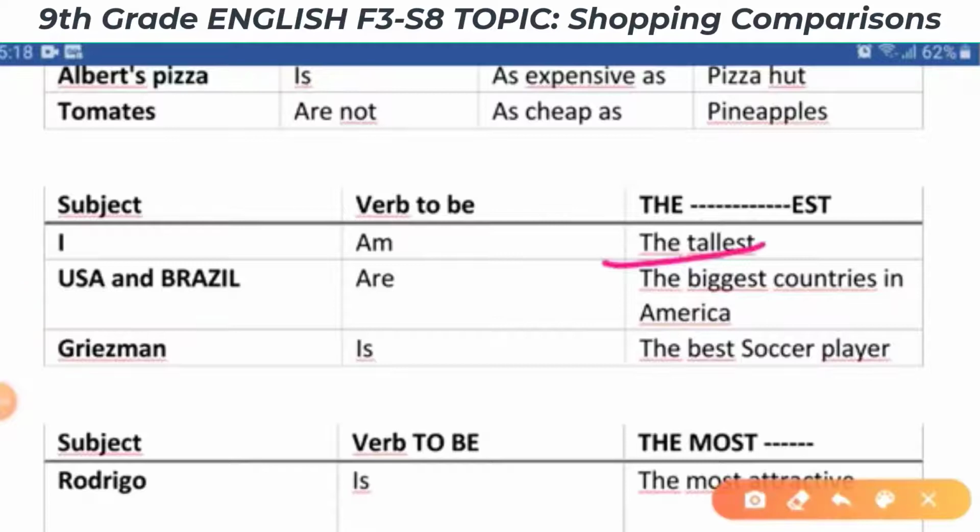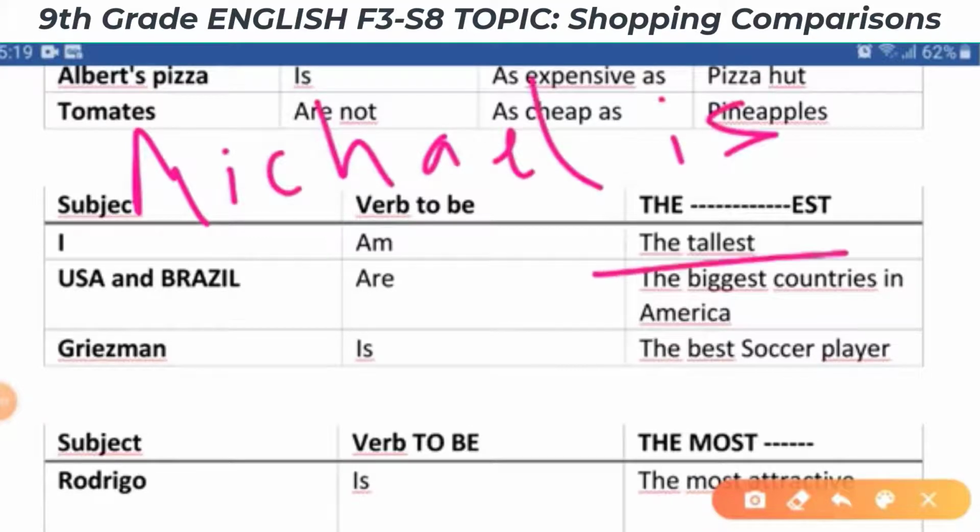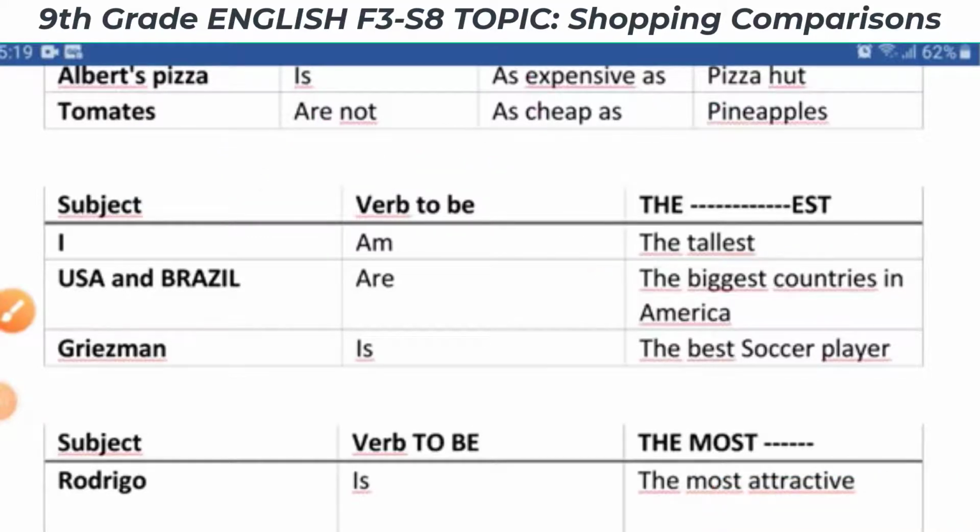The tallest. For example, think about your classroom. Piensa en tu classroom. ¿Quién de ustedes es el más alto? Digamos, for example, que Michael sea. Yes. Diríamos Michael is the tallest. Yes. Ahora, digamos, think about your class. Piensen en su clase. ¿Quién es el más guapo?